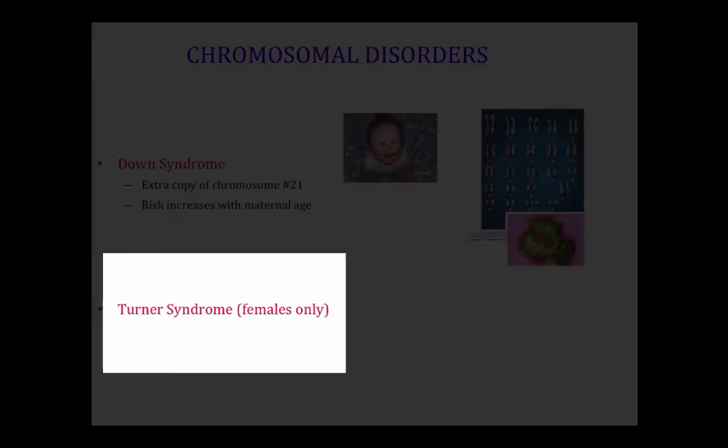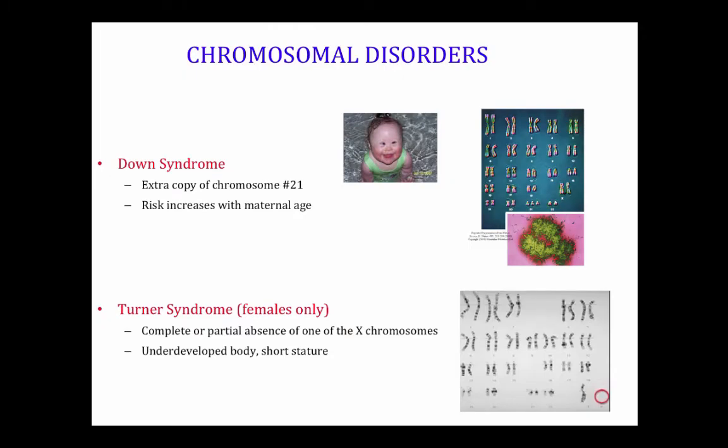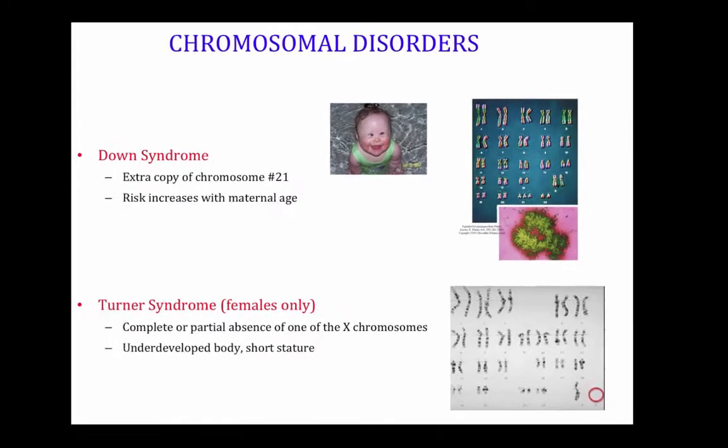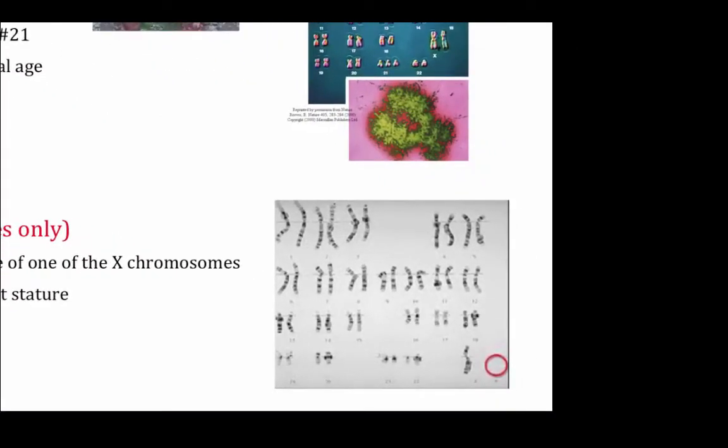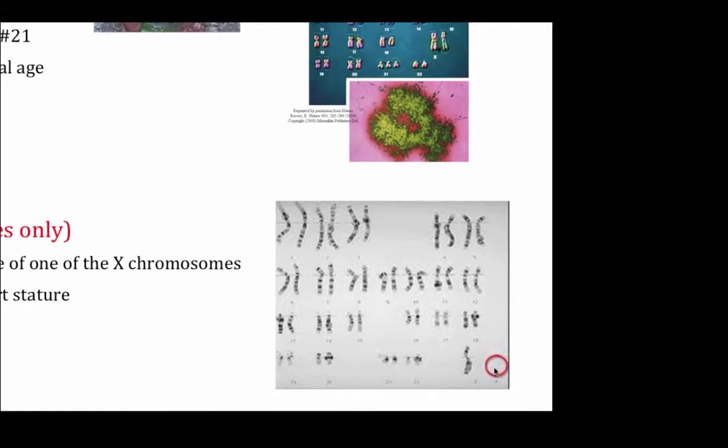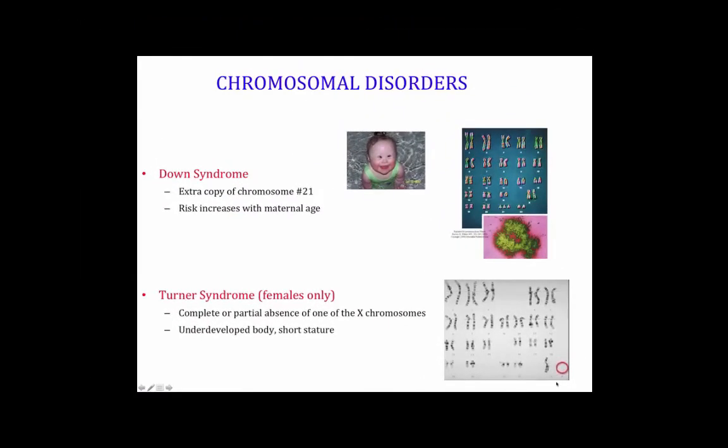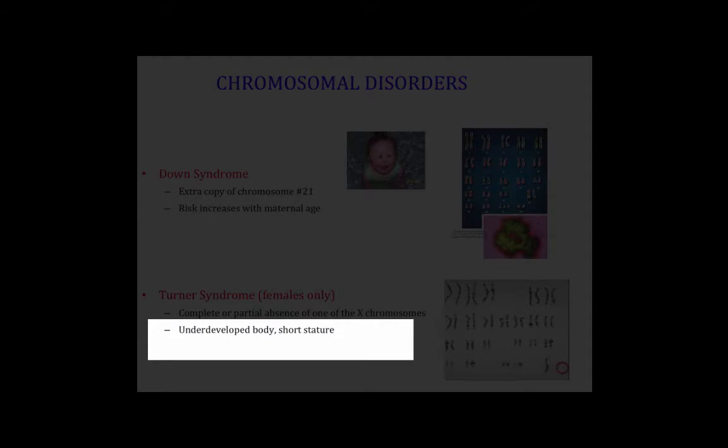Turner syndrome is a chromosomal disorder that affects females only. In this case, there is either a complete or partial absence of one of the X chromosomes. So we're looking at a condition that does not affect the autosomes, but rather it affects the sex chromosomes. In this case, we're either missing an X or it's so small we can't see it. Characteristics of individuals with Turner syndrome include underdeveloped body, short stature, congenital heart defects.